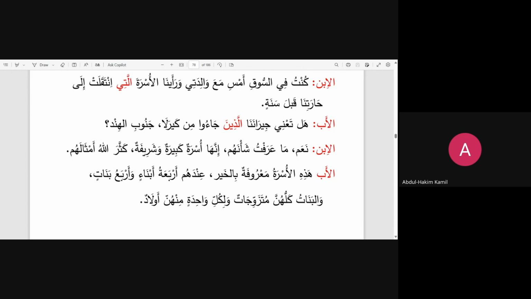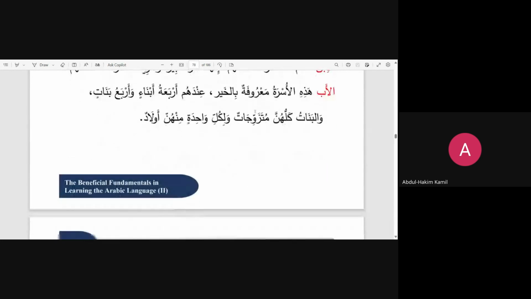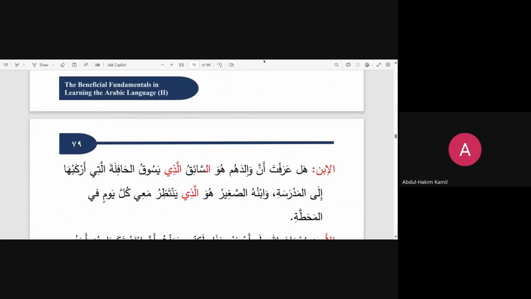Wali, that's what the li is for. Li kulli, it belongs to her. Lamul mulk. Wali kulli wahidatin, and for everyone, minhunna, from amongst them, awladun, she has children. How we doing online? And each one of them has children. Right. Let's move on.